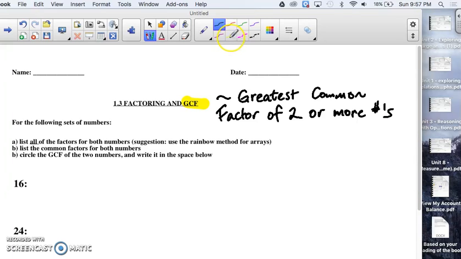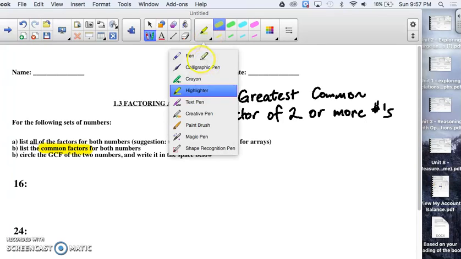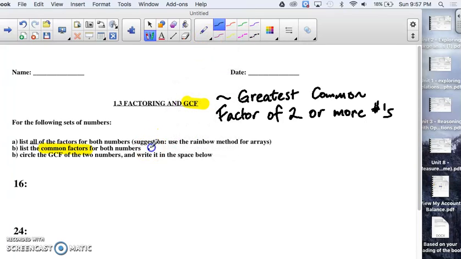You also have common factors here too. And common factors are basically factors that two or more numbers have in common, or factors that are the same across two or more numbers. So basically, numbers that are the same for two or more numbers when we talk about factoring.